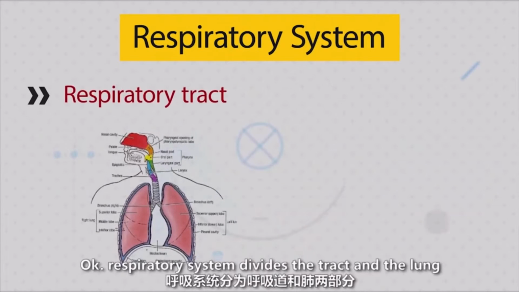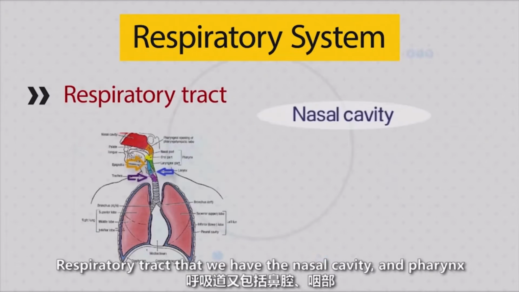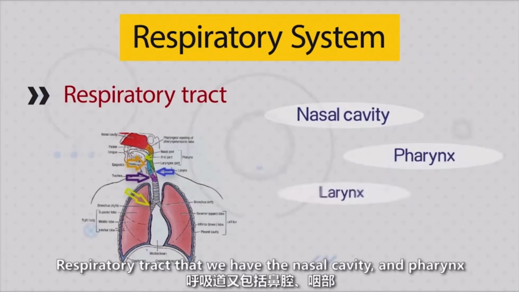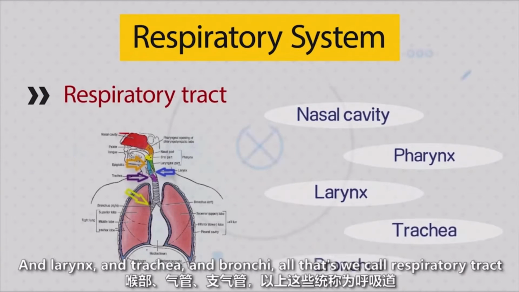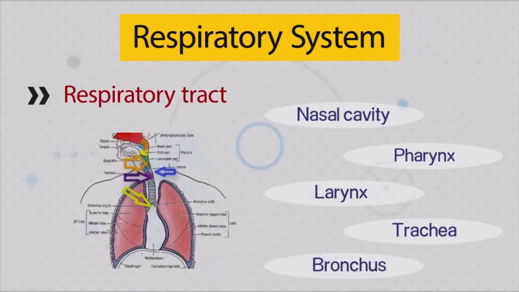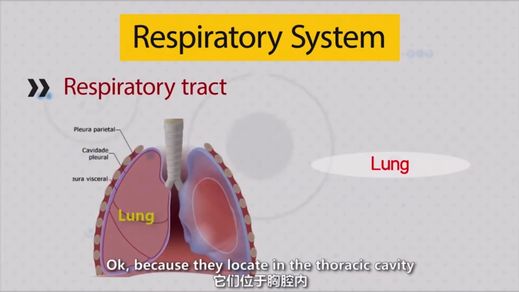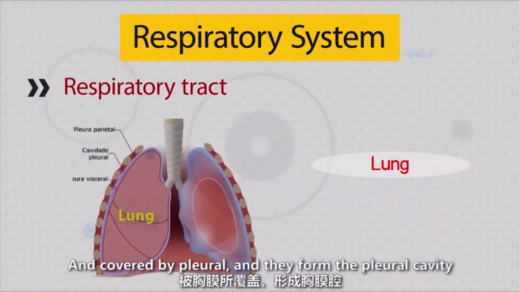Okay, so the respiratory system divides into the tract and the lung. The respiratory tract has the nasal cavity, the pharynx, the larynx, the trachea and the bronchi. All that we call the respiratory tract. And then we have the lung. Because they are located in the thoracic cavity, they are also covered by pleura, so they form the pleural cavity.